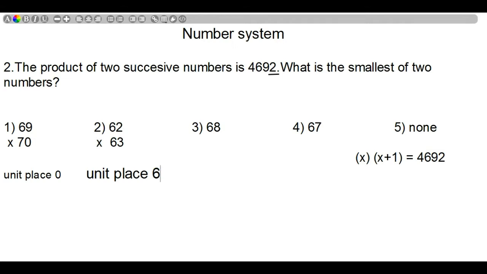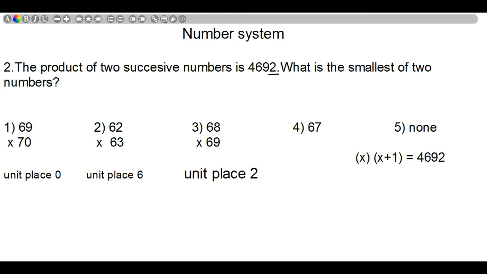When we go for option number 3 here, the given number is 68. Now if this is the smaller number, the larger number has to be 69. So if one number ends in 8 and the other number ends in 9, their product 8 into 9 ends with 2, because 8 into 9 is 72, so 2 will be in the unit place and 7 gets carried forward. Now the product of 68 and 69 ends in 2, and the given product here is also ending with 2. So option number 3 may be the correct answer.